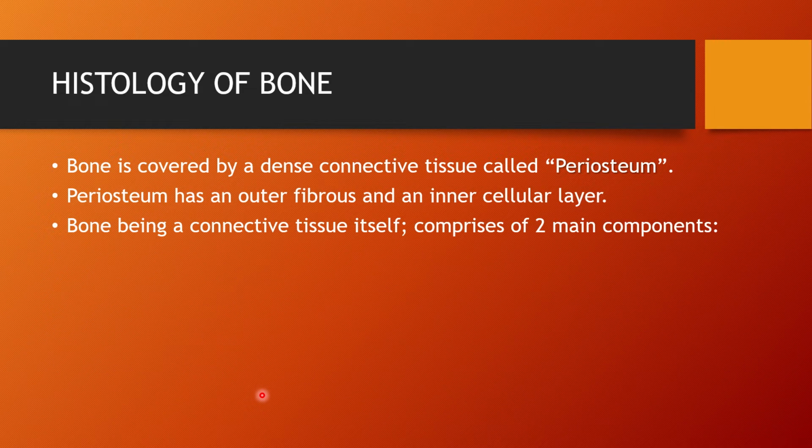Now, discussing the brief histology of bone. Bone is covered by dense connective tissue. Bone is a living tissue and it is covered by a dense connective tissue called the periosteum. Peri means on, osteum means bone in Latin. Periosteum has an outer fibrous layer and an inner cellular layer.